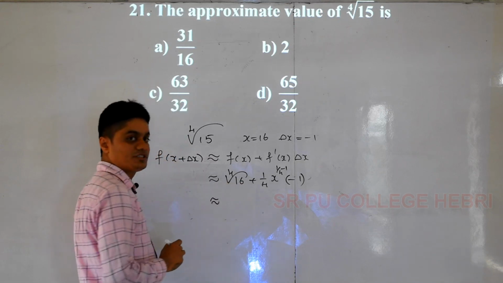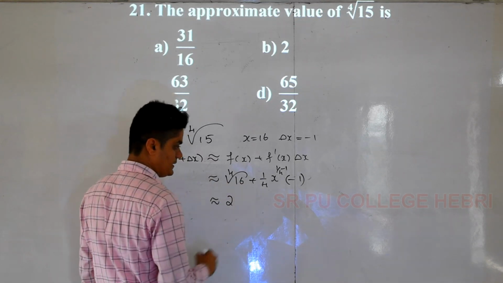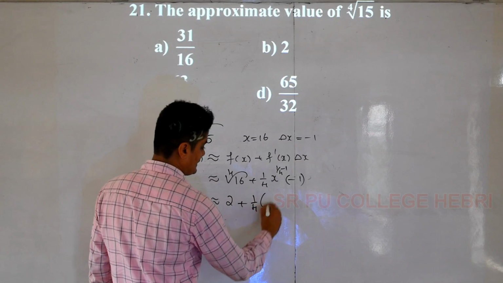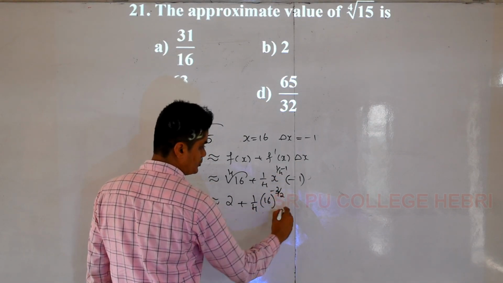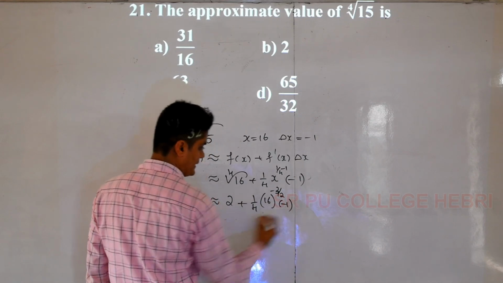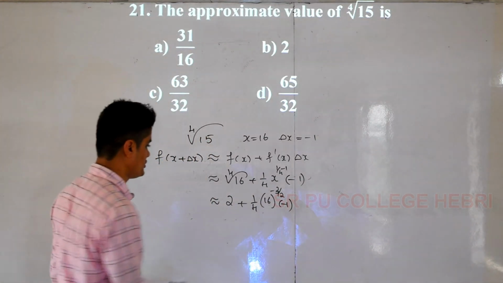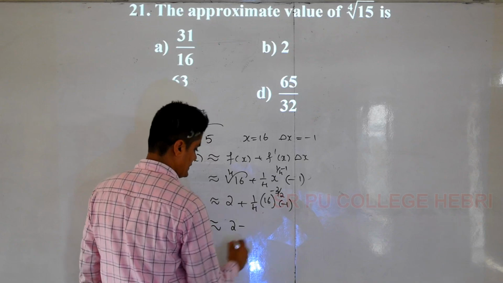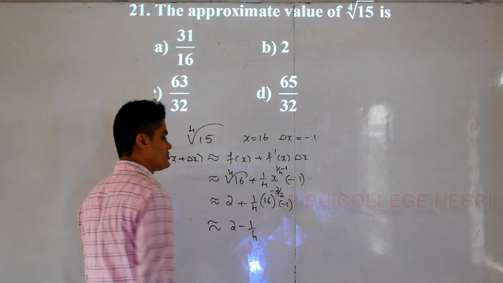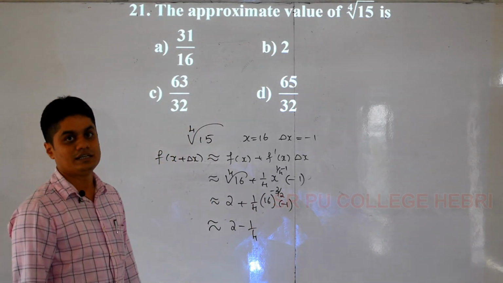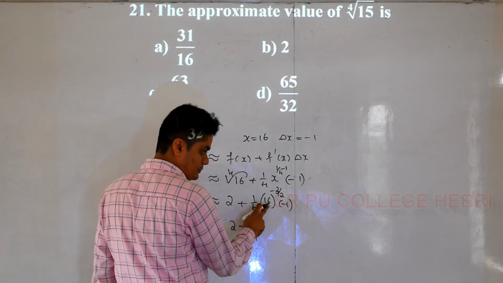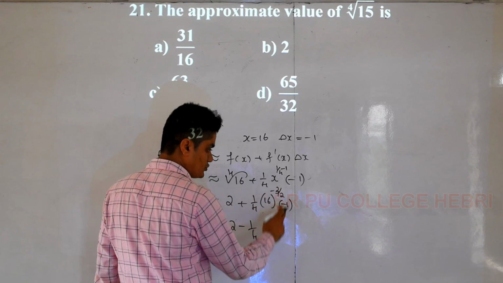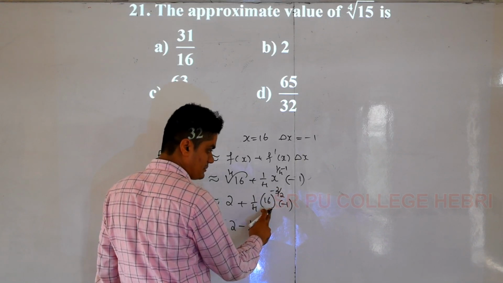So what is the 4th root of 16? 2, since 2 power 4 is 16, and then 1 by 4 into 16 to the power minus 3 by 4. This will be minus 1. You should be very quick in the calculation. 2 minus 1 by 4. What is 16 to the power minus 3 by 4? You can write this as 2 power 4 or 4 power 2. The 2 gets cancelled, right? Understood what I am telling?